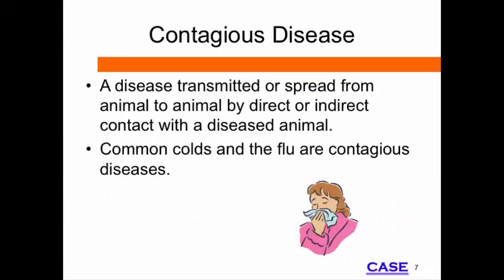If an animal or human has a contagious disease, that means it's spread. For example, in humans, the common cold or flu is contagious and easily spread. In animals, many diseases are contagious and can be spread from animal to animal or from one herd of animals to another herd of animals.